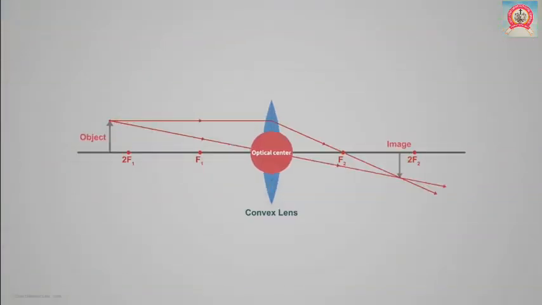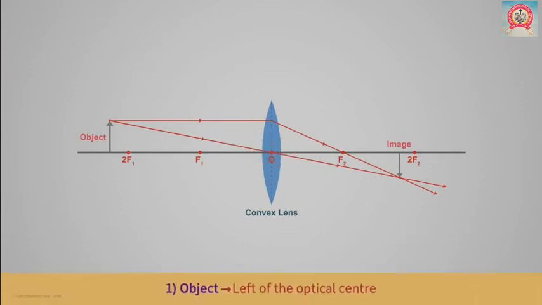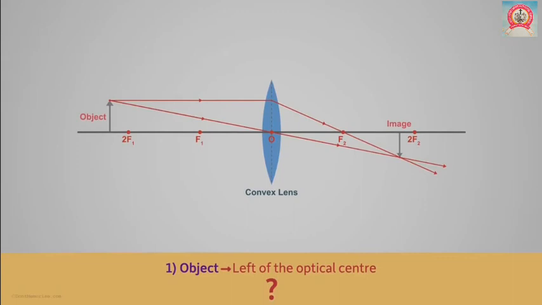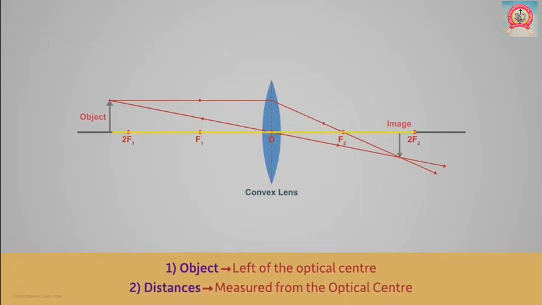For our lens, we assume the optical center as the origin. The first convention we follow is that we always keep our object to the left of the origin, or the optical center. Can you guess the second convention? The second convention is that we measure all distances from the optical center. For example, if we take this point as an object, the distance is measured like this from the optical center.